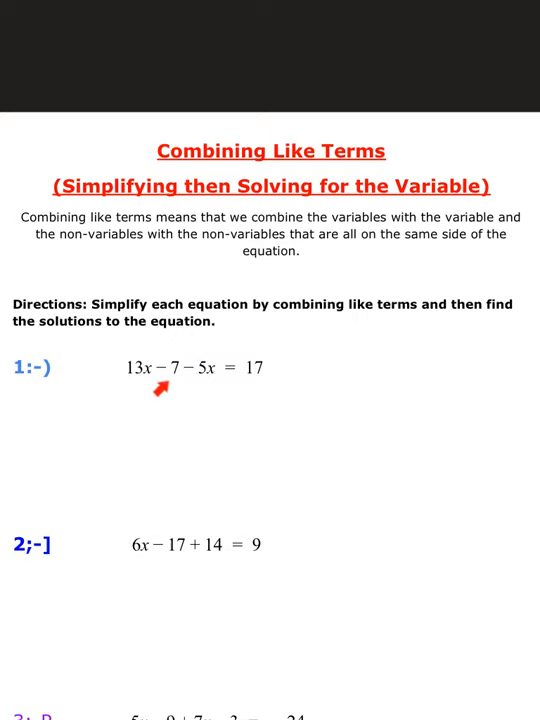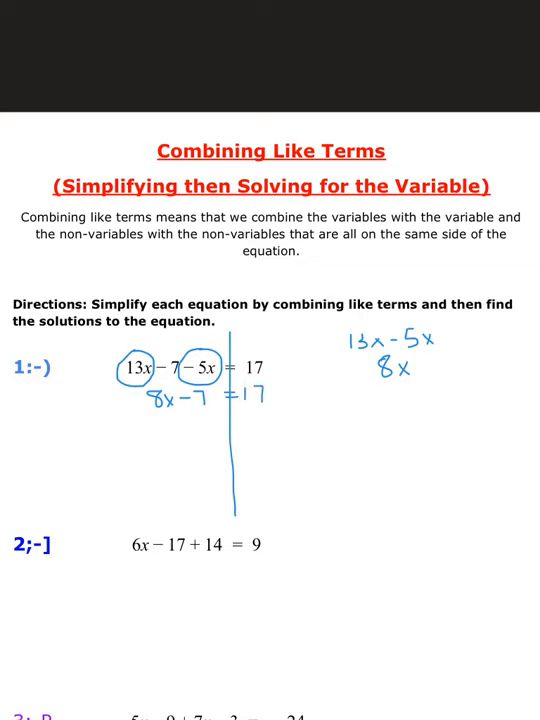So number 1, 13x minus 7 minus 5x equals 17. So I draw my line. Looking at the left side, I'm going to combine my 13x. It goes with the minus 5x, so that would be 13x minus 5x. And when I simplify that, 13 minus 5 is 8, so that leaves me with 8 x's. So I write that over here: 8x, bring down the minus 7, equals 17.